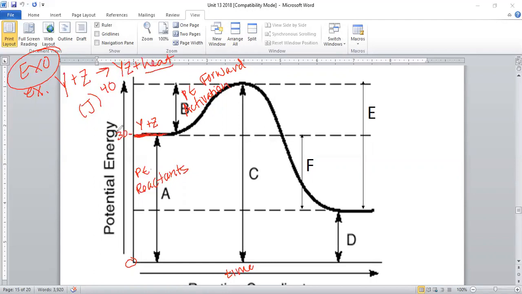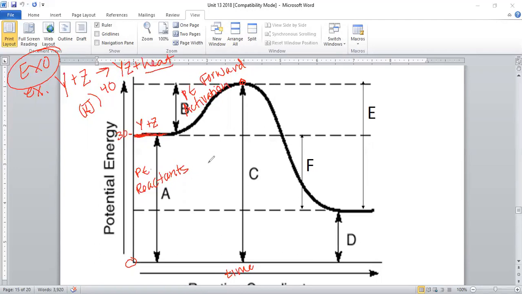So you start at 30. In order to get to the top of the hill, you need to get to 40 kilojoules. I'm going to label it kilojoules because I think that's more likely. So how many kilojoules of energy do we need to get up to the top of the hill? 10. So it's like you're going up a roller coaster. In order for the reaction to occur, you need to go up the hill, and then the reaction will start moving and you'll go down the hill.